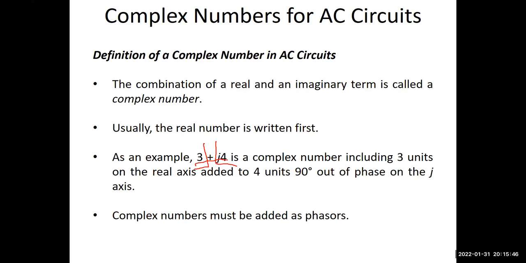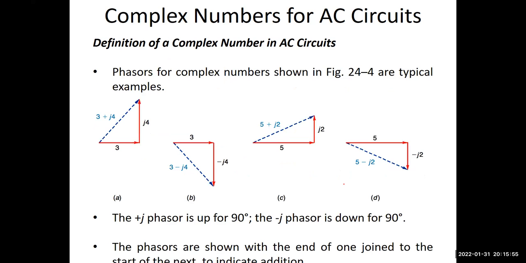Okay? And then complex numbers must be added as phasors. Okay. So tatandaan niyo yan, ha? Phasors. Okay, so how do we add phasors? So these are the typical examples of phasors wherein pagka nag-add ka, okay? So we have 3 plus J4 wherein 3 cannot be added with J4 directly because 3 is the real part and J4 is the imaginary part.